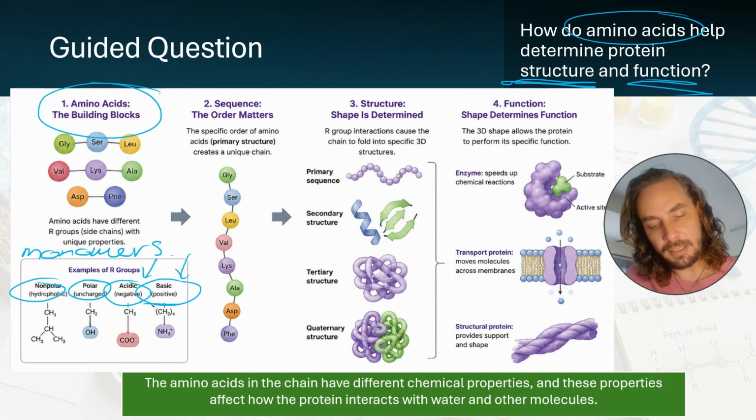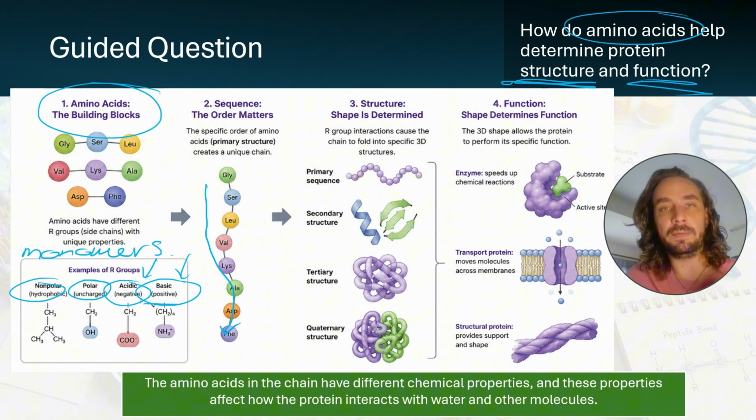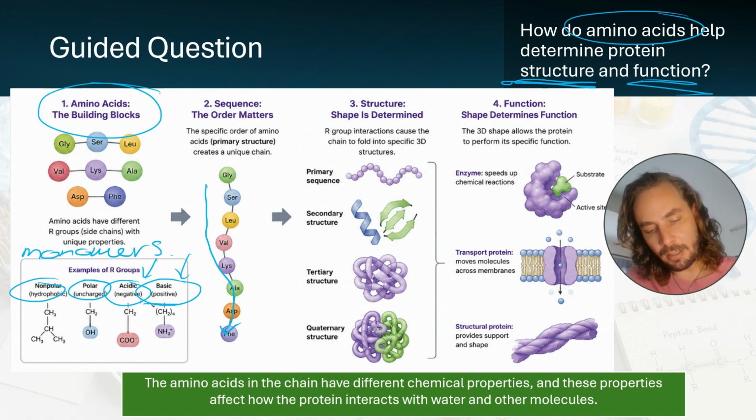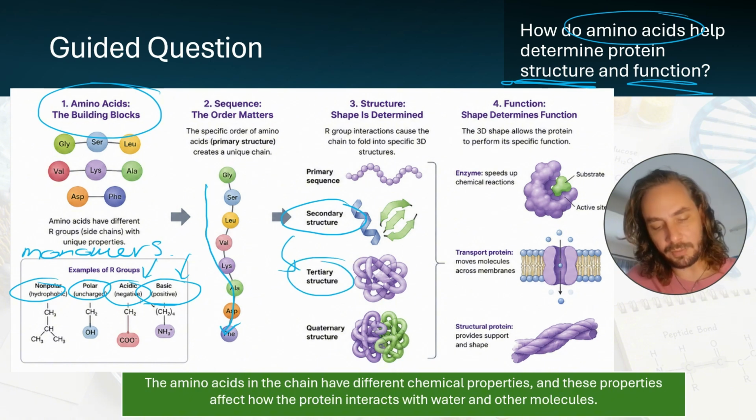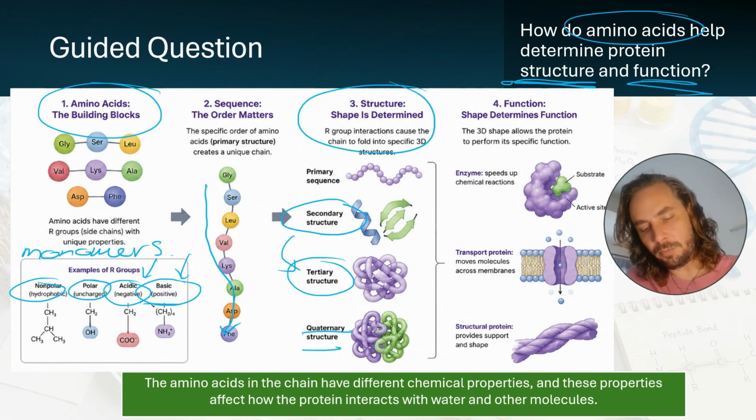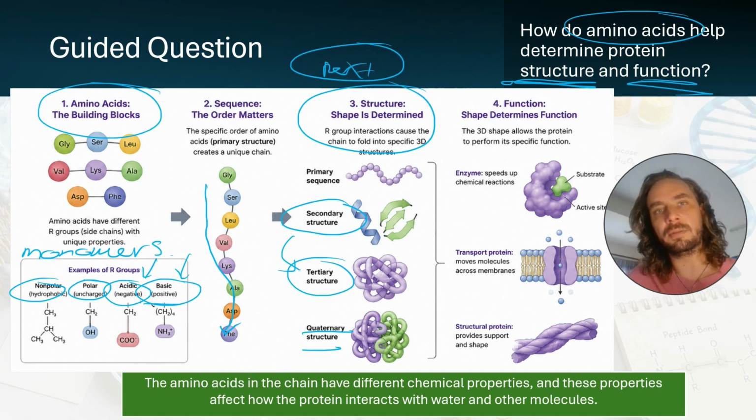The sequence matters. The sequence in which these amino acids arrange themselves matters because that will determine the secondary structure. And when the secondary structure is folded, it will become the tertiary structure. And if there are a bunch of tertiary structures coming together, it forms a quaternary structure. This we will do a lot in the next lesson, the different protein structure levels.